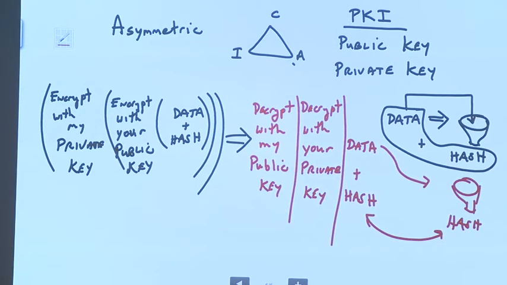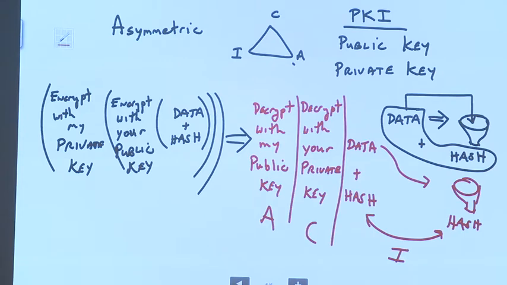It means that the message has not been altered from the time I sent it to the time you received it. So this takes care of the integrity side of this. Because you decrypt this with your private key, that takes care of the confidentiality. And since you decrypted this with my public key, you know it came from me. That takes care of the authentication side.